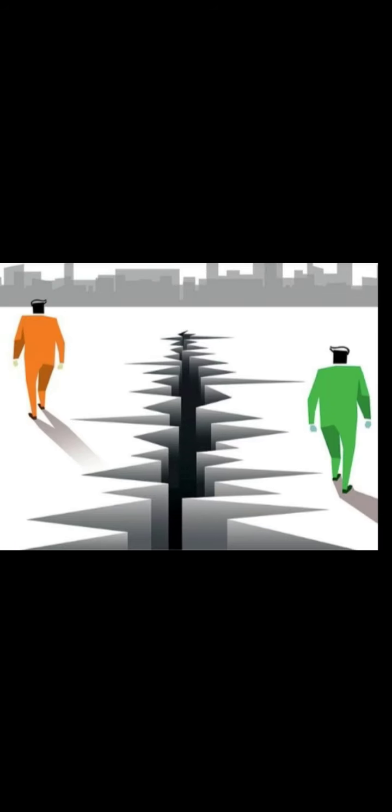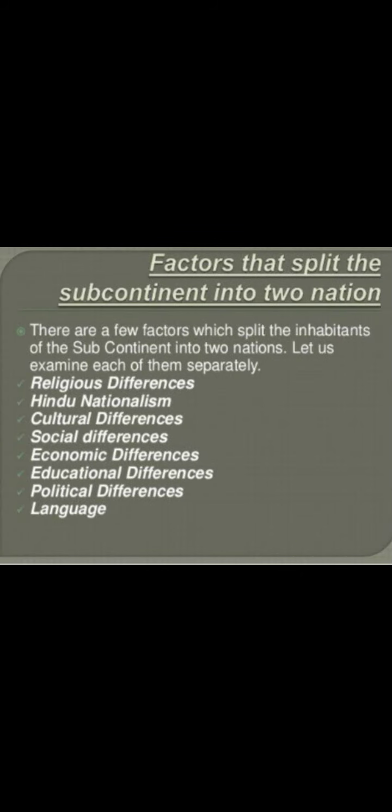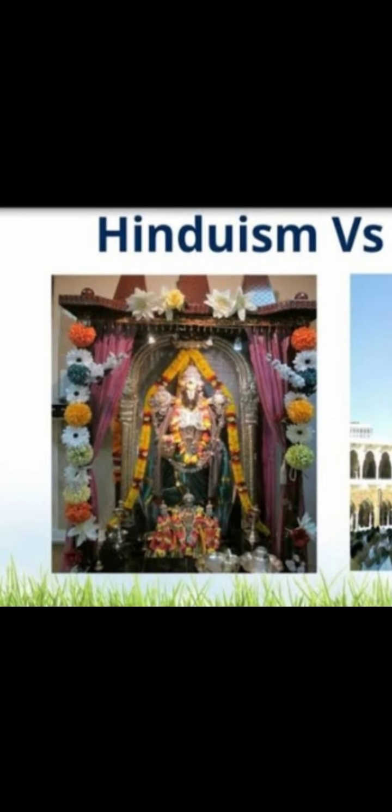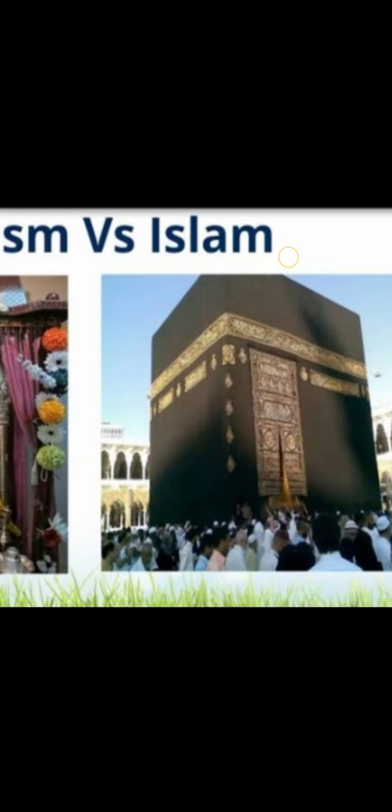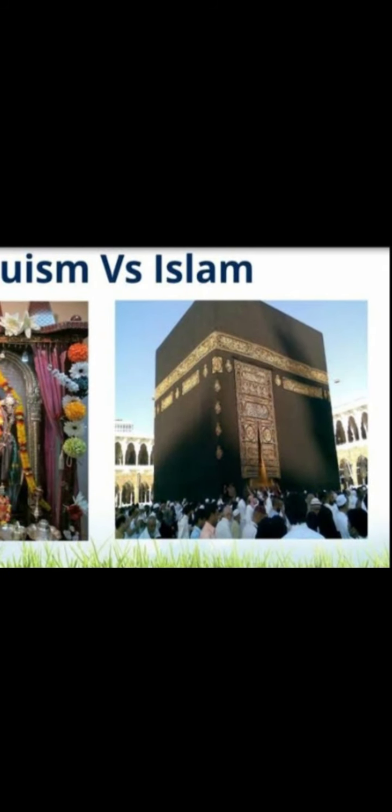So what were the differences? They were totally different from each other according to religious, cultural, social, political, and language points of view. From the religious point of view, we have two differences. In Hinduism, there is the concept of worship in temples. According to the Muslims, we have the Kaaba and the mosque. So these were the differences which made the two nations different.